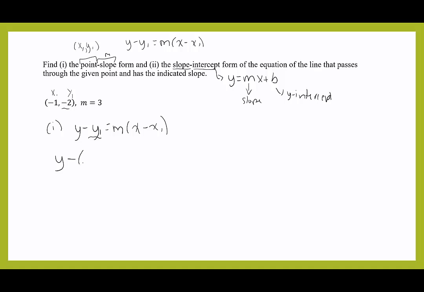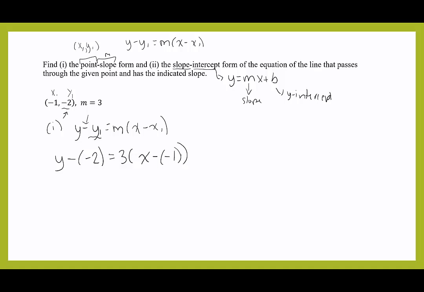Y minus -2. We want to be really careful there because sometimes we see the negative and we're like, look, the negative's already there for us. No, no, no. This is a subtraction that's part of the formula. This is a negative that's attached to the coordinate, so it becomes minus negative. Equals the slope 3 times x minus x sub 1, x minus -1, right?